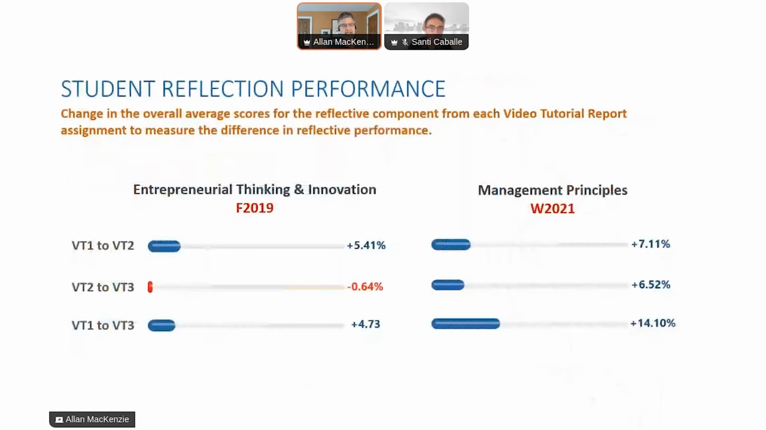And lastly, I wanted to measure whether they actually started to enhance their reflection or metacognitive skills. And I used the grading rubric to measure this. And what you see on the screen is the increase between video tutorial 1 to 2, 2 to 3, and of course from video tutorial 1 all the way to video tutorial 3.